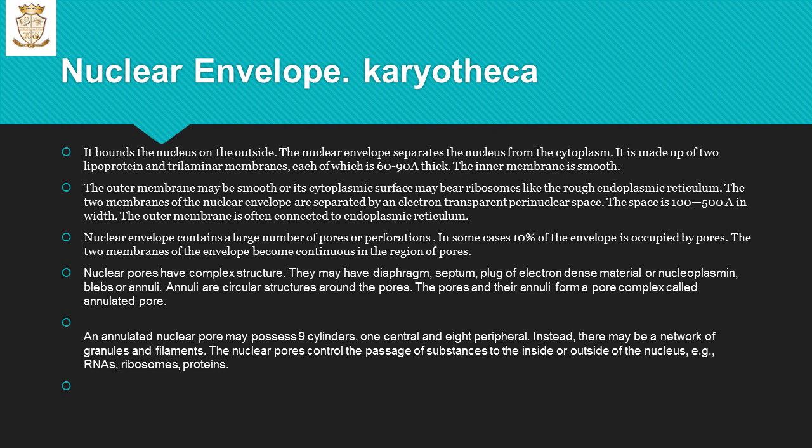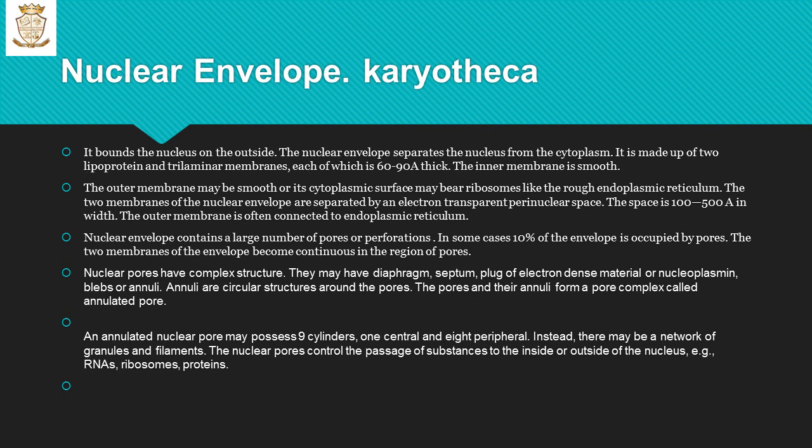Nuclear envelope separates the nucleus from cytoplasm, and is made up of lipoprotein and a trilaminar membrane. It consists of 60 to 98 thickness. It is smooth in structure. The outer membrane may be smooth or its cytoplasmic surface may bear ribosomes, like rough endoplasmic reticulum. The two-membrane nuclear envelope is separated by an electron-transparent perinuclear space. The outer membrane is often connected to endoplasmic reticulum.